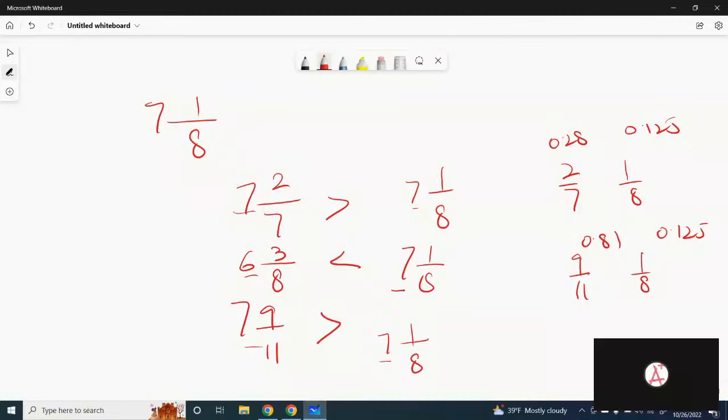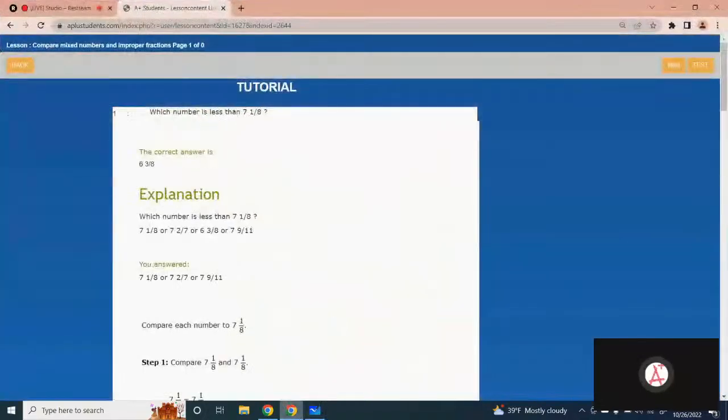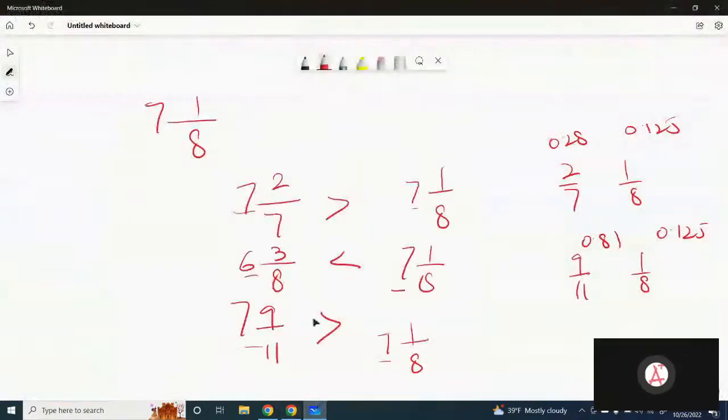Got it? So in the question we have to find which fraction is less. Okay, so two of them are greater. Just 6 whole 3 by 8 is less than 7 whole 1 by 8. Got it? So 6 whole 3 by 8 is less than 7 whole 1 by 8. Got it? Got it, everyone?